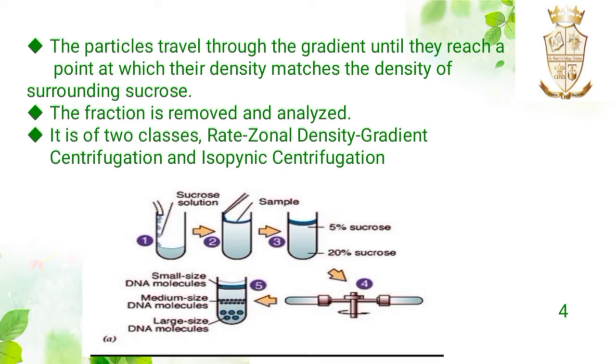There are two classes of density gradient centrifugation: rate zonal density gradient centrifugation and isopycnic centrifugation.